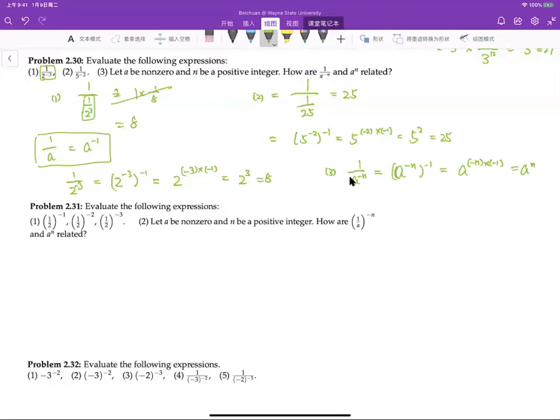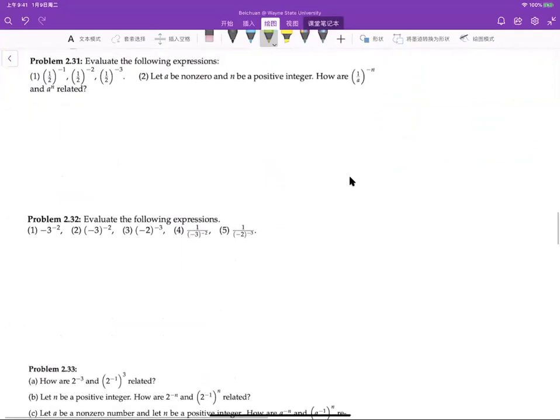All right, so then let's look at 31. Evaluate the following expressions. Anyone wants to do number 1?